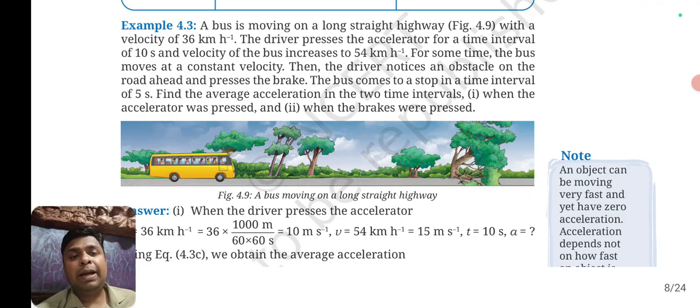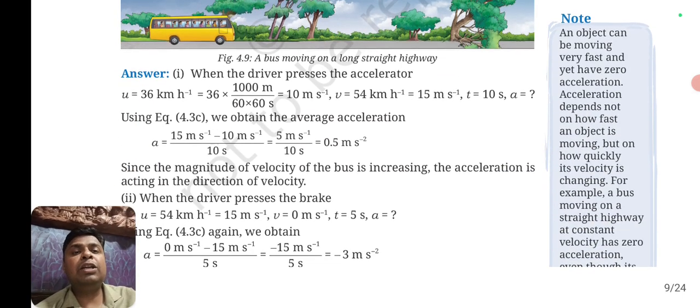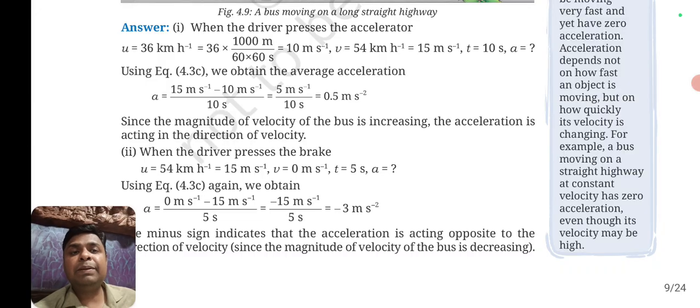Now what you have to do is find the average acceleration when the accelerator was pressed and when brakes were applied. First of all, you will convert kilometer per hour into meter per second. 1 kilometer is 1000 meter and 1 hour is 3600 second. You divide it, you get the average acceleration. Then when brakes are applied, you calculate that also with the same formula, and you get -3 meter per second square.